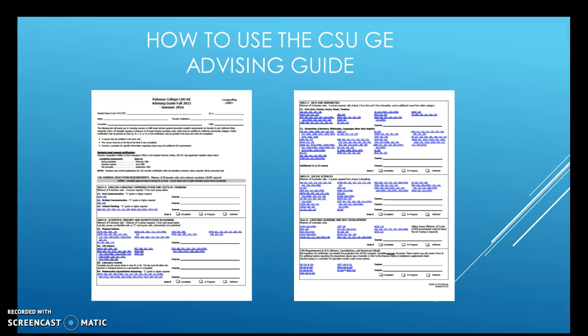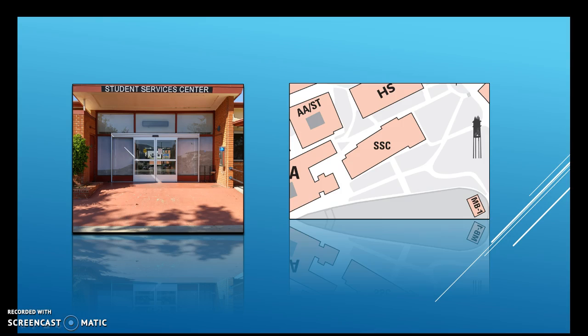I am a general counselor at Palomar College, and we'll be talking about how to use the CSU GE Advising Guide. Completion of this guide prior to transfer is usually one of the more efficient ways to successfully transfer to a CSU. If you met with a Palomar College counselor, this is the blue sheet you would have received if you plan to transfer to one of the 23 state universities, including San Marcos and San Diego State.